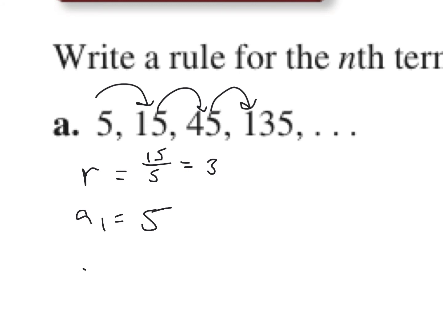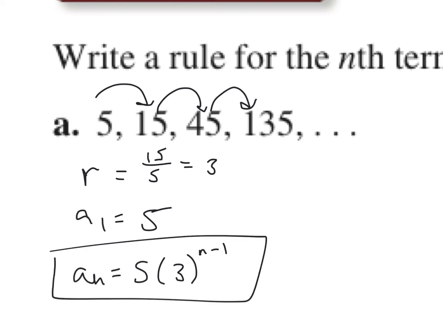Now we plug everything in. So a sub n is equal to a sub 1, which is 5, times r to the power of n minus 1. This is our general rule. So if it asks you for the rule, that is this equation here.